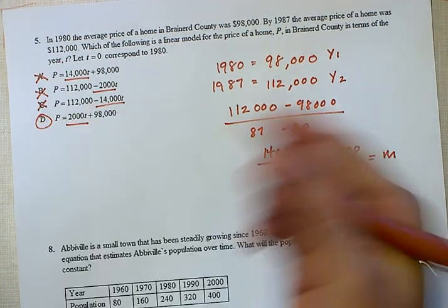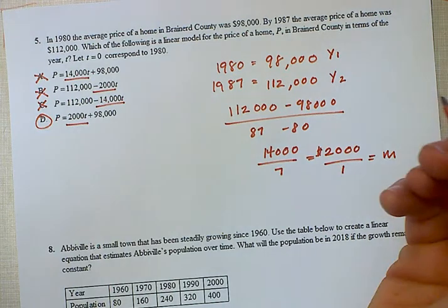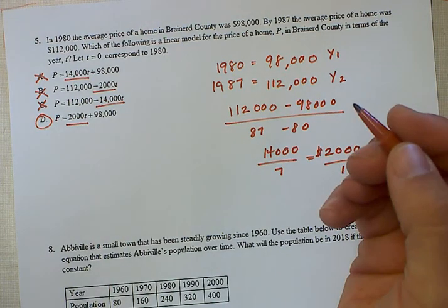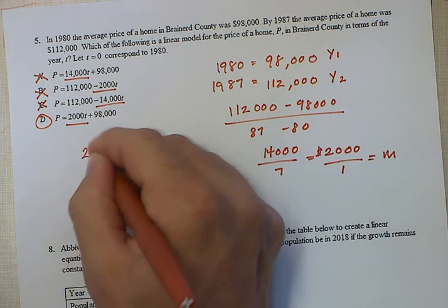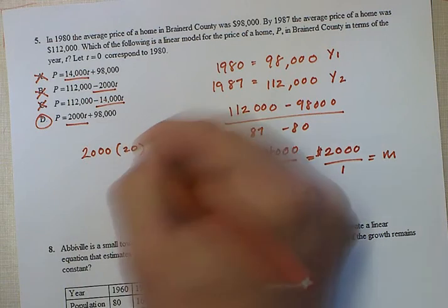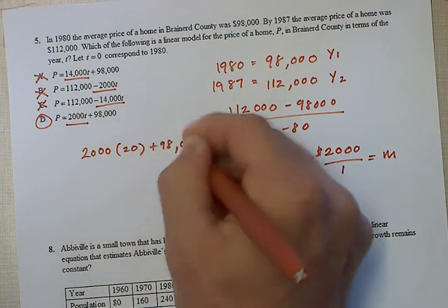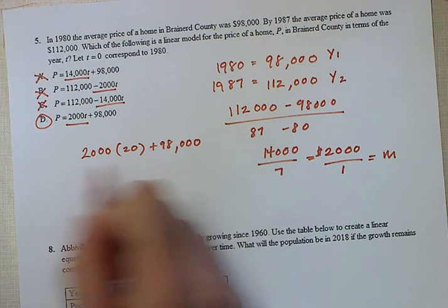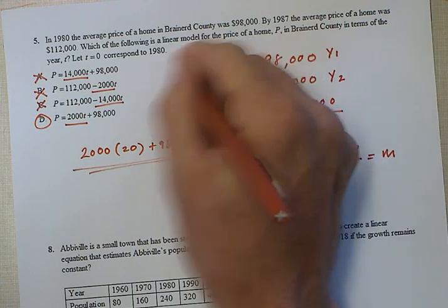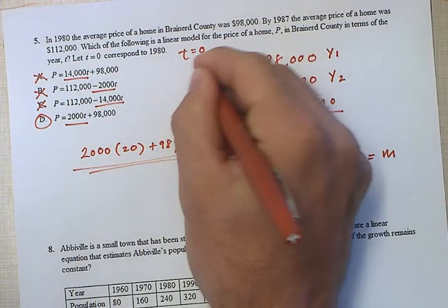And again, if I wanted to know a certain year, let's say the year 2000, I could just say, okay, 2000 times the 20 years plus the 98, which it was in its original year, which is what it was at 0 years. If t is equal to 0, that means this is 0 years and this is 7 years here.